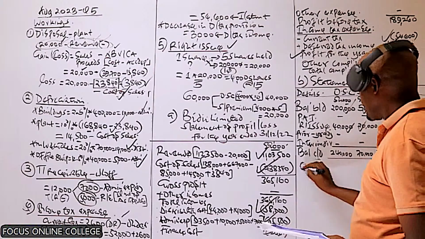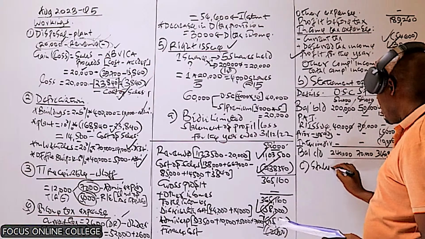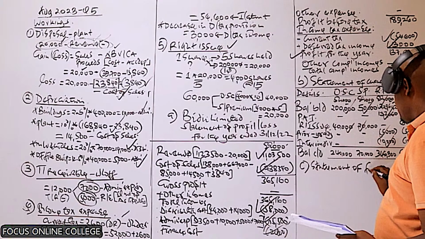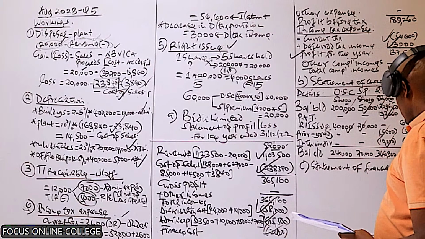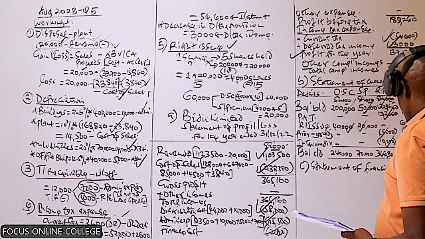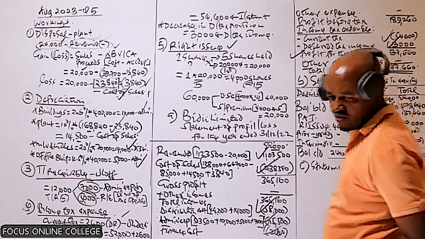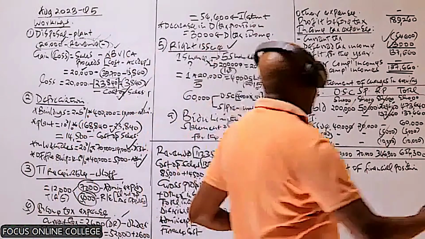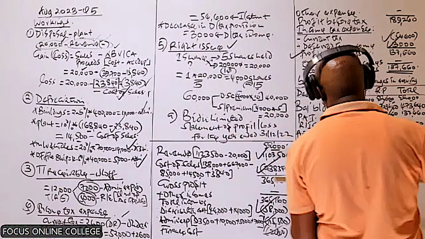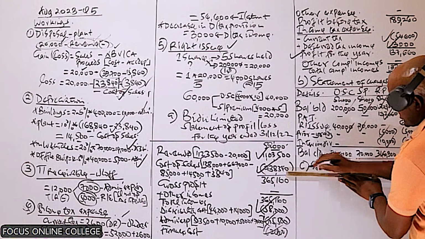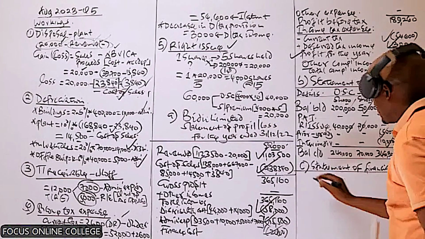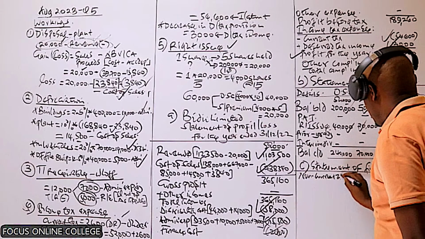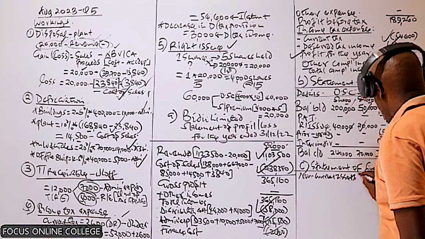So we go to part C, where we are required to prepare the statement of financial position. Here we start by recording the non-current assets.